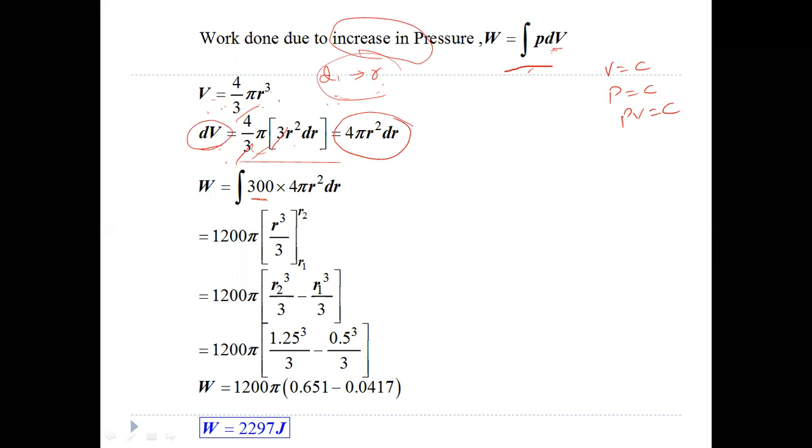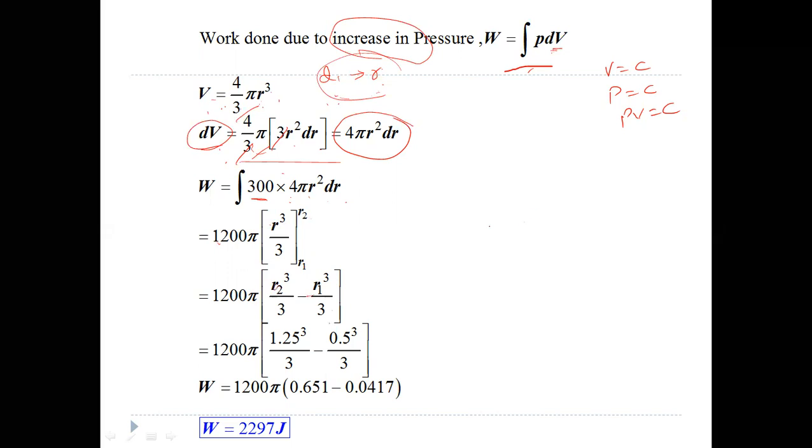So integral P into dV means here we have to write 4 pi r square dr. So 300 into 4 becomes 1200 pi. For r square, the integral is r cube by 3 between the limits r1 to r2. If we apply the upper limit, it is r2 cube by 3 minus the lower limit r1 cube by 3. So what is the final radius and what is the initial radius?